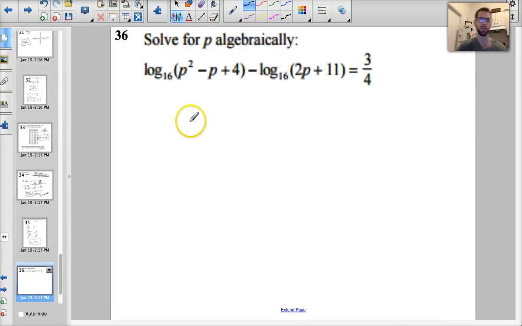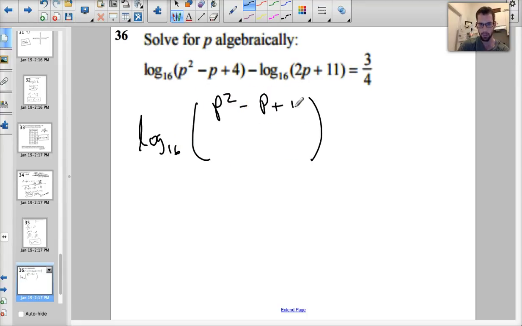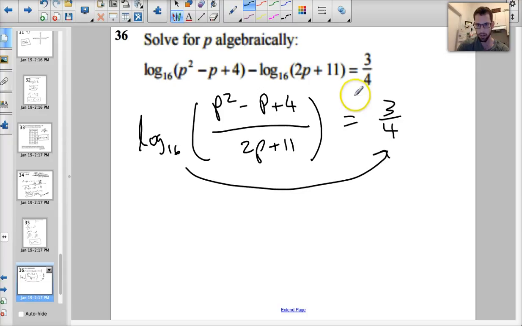All right, number 36, I have to solve for p algebraically. Things I'm noticing: I've got a logarithmic equation. I've got two logs on the same side with subtraction in the middle, so I can condense those into division. Then I'm going to have to do circle of log to get this into an exponential form so I can solve it. So I've got log base 16. My numerator is going to be p squared minus p plus 4. My denominator is going to be 2p plus 11. And all of this is going to be equal to 3/4. Now I can do circle of log.